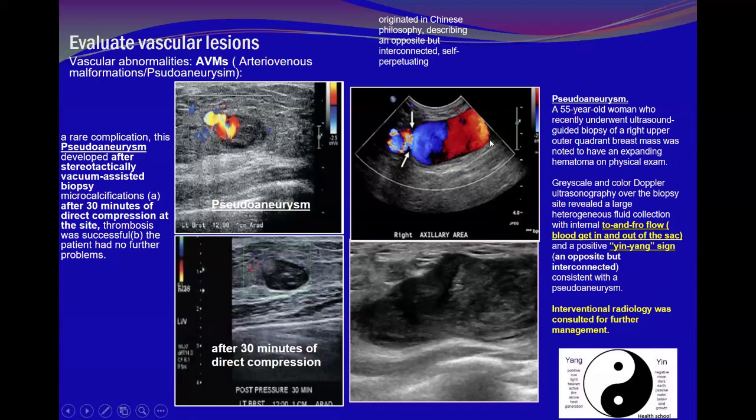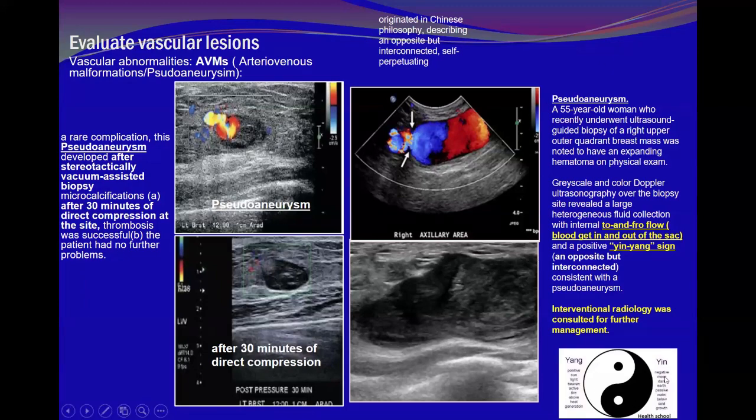And here we can see two colors. And we can see here, this is the neck of the aneurysm. And there is to-and-fro flow, okay? So it seemed to be coming in and coming out, the vascularity. So I have two directions of flow. That is why I have two colors, the blue and red, and a positive yin-yang sign.